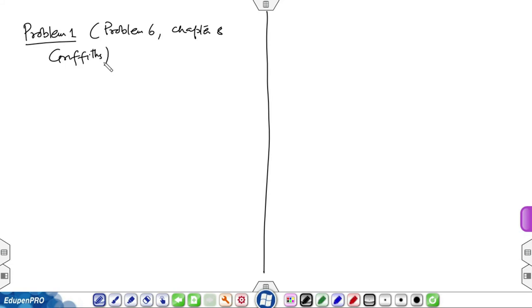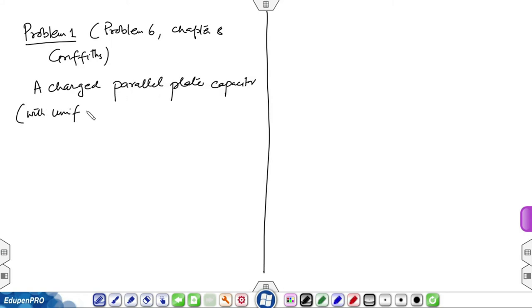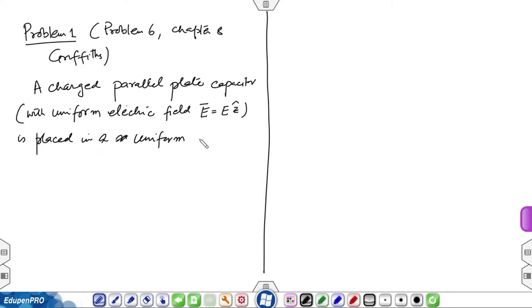And it says a charged parallel plate capacitor with uniform electric field E equals E z is placed in a uniform magnetic field B equals B x.